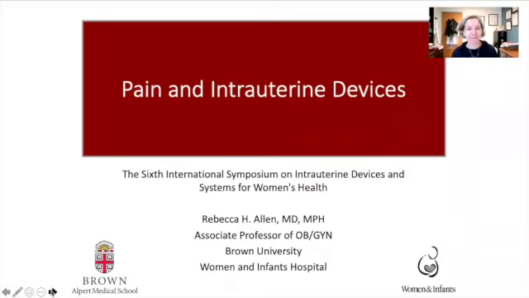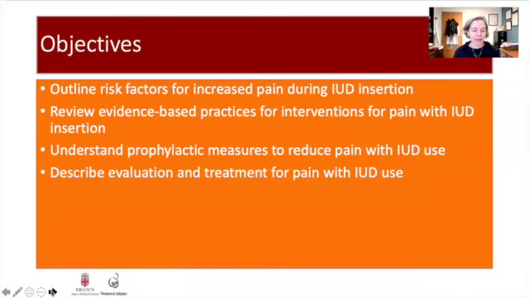Next slide. I'm planning to review the use of the intrauterine device and pain, focusing mostly on pain with IUD insertion, but also pain with IUD use and the use of the levonorgestrel IUS to treat pain syndromes. Next slide.